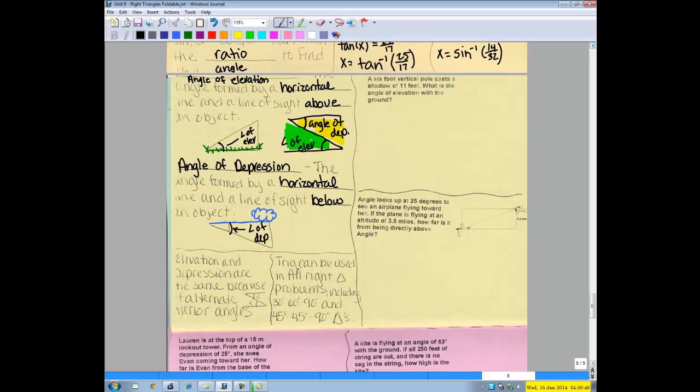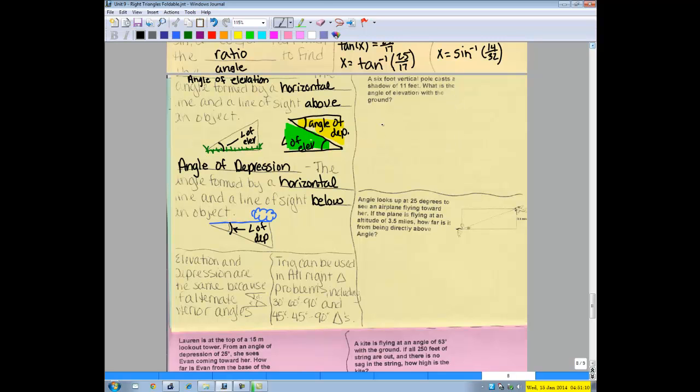Trig can be used in all right triangle problems, including 30, 60, 90, and 45, 45, 90 triangles. So you can still use trig to do those special right triangles as well. So it says a 6-foot vertical pole casts a shadow of 11 feet. What is the angle of elevation from the ground?